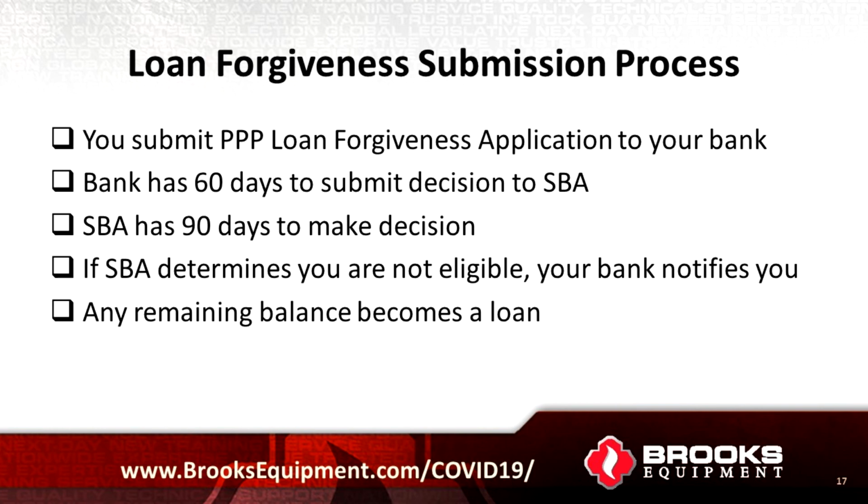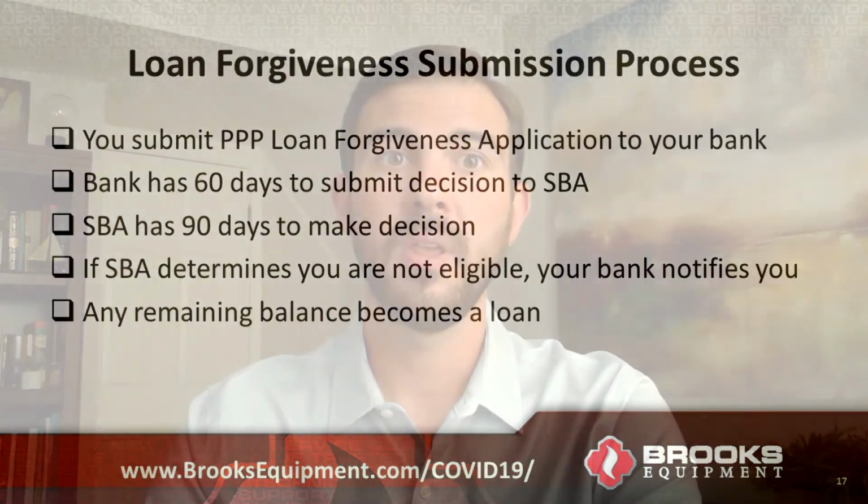A PPP loan has a 5-year maturity if you received an SBA loan number on or after June 5th, 2020. A PPP loan has a 2-year maturity if the SBA number was received before June 5th, 2020, unless there is an agreement to extend the terms of the loan to 5 years. The PPP loans have an interest rate of 1% and loan repayments will be deferred for 6 months.